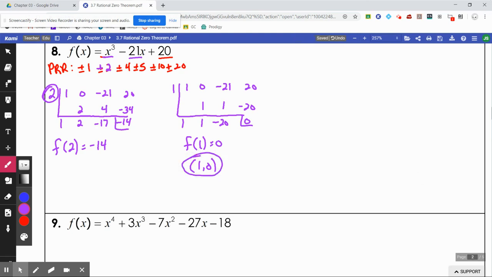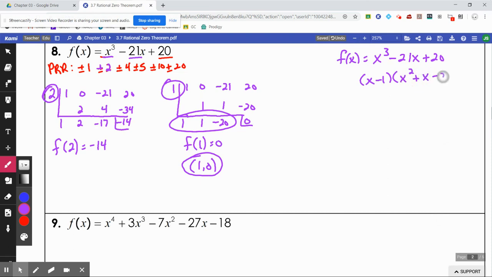So now that I've found that, look what I can now do. My original function was x to the third minus 21x plus 20. I divided it by x minus 1 just now. This is x minus 1. When I divided it by x minus 1, I got this, which is x squared plus x minus 20. So that's my new function.